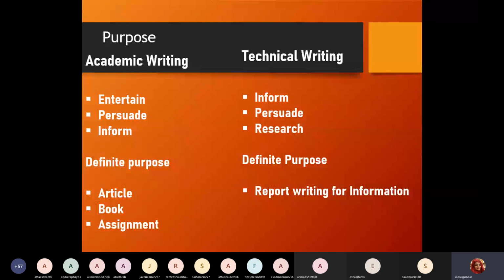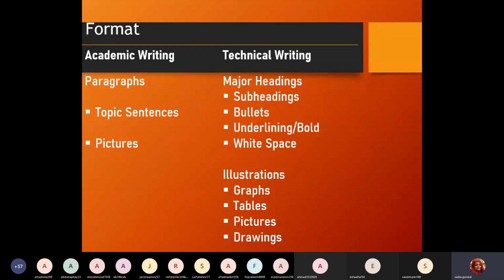Whereas in academic writing, you are not answerable for any kind of writing that you have produced. Nobody can criticize you. Nobody can blame you for anything. But in technical writing, you can be blamed, criticized, and you can be questioned for certain parts. Also, when you talk about the format of academic writing, it has different paragraphs, and those paragraphs start with traditional topic sentences. And then if there is a requirement, we add pictures to it.